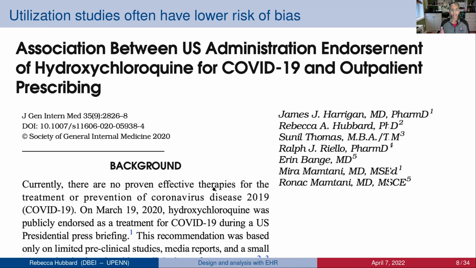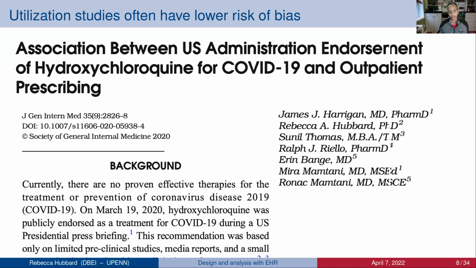In comparison, this is an example of a less exciting but better fit-for-purpose study that a group I was collaborating with at University of Pennsylvania conducted using EHR data, also related to the question of hydroxychloroquine for COVID-19. But we asked the much simpler question of how prescribing patterns changed before versus after the US federal government, in the form of former President Trump, endorsed its use for that treatment. And what we observed, not surprisingly, is that there was a huge spike in prescribing after that endorsement.